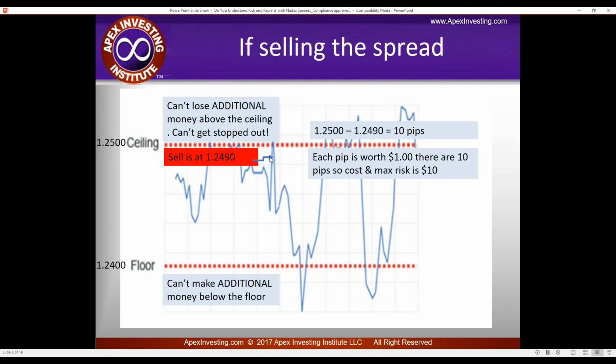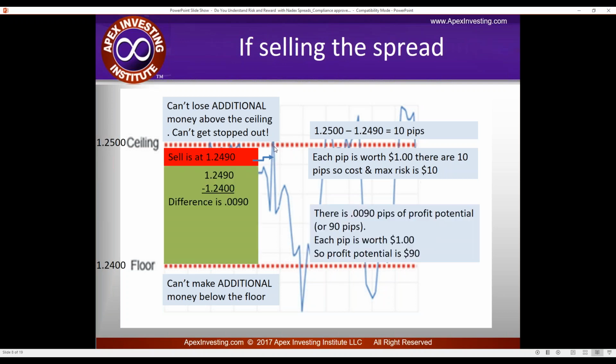So it might have moved against me 10 pips and then moved up another 90 pips. It might have gone against me 100 pips, but my only loss there is from where I sold to the ceiling. Okay. If I'm correct and the market goes down, it may only go down 10 pips, 50 pips, or it might go all the way to the floor. There's 90 pips of potential profit here. Each pip being worth $1, so there's 90 potential pips of profit.